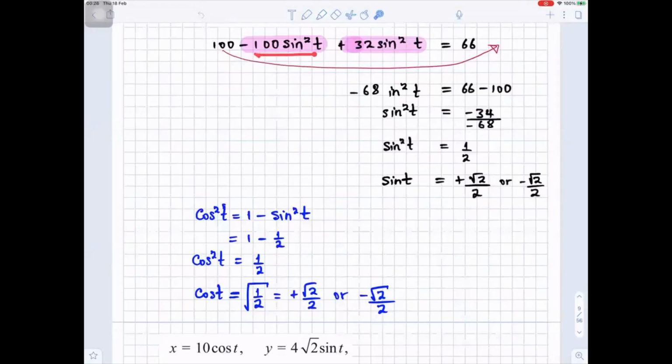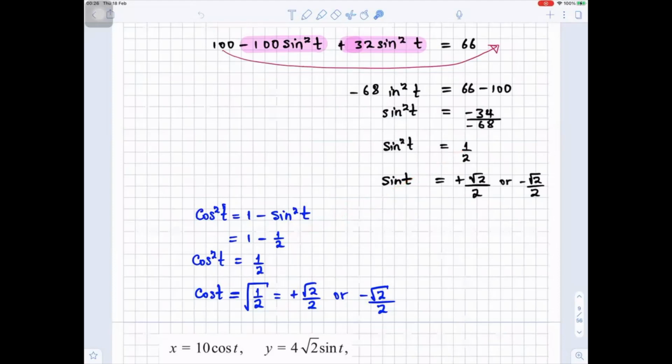So we have minus 100 plus 32. It gives you minus 68 sine squared t equals 66 minus 100. And then sine squared t would be minus 34 over minus 68. Sine squared t would be a half. So sine t would be square root of a half. Square root of a half is plus root 2 over 2 or minus root 2 over 2. But we know that cos squared t is equal to 1 minus sine squared t. But sine squared t is a half.